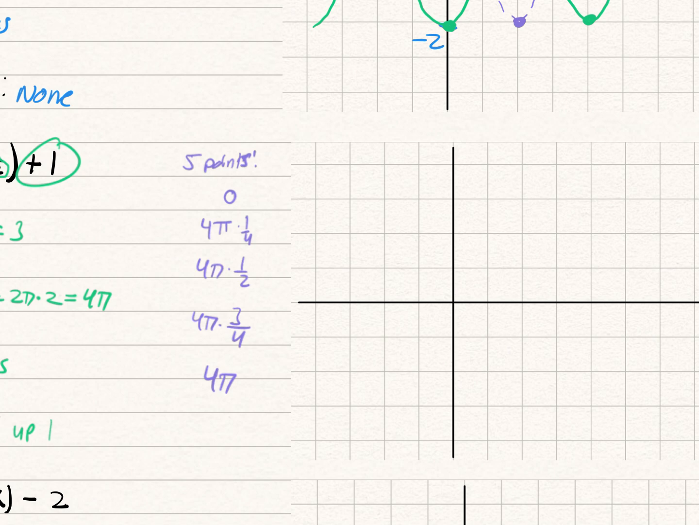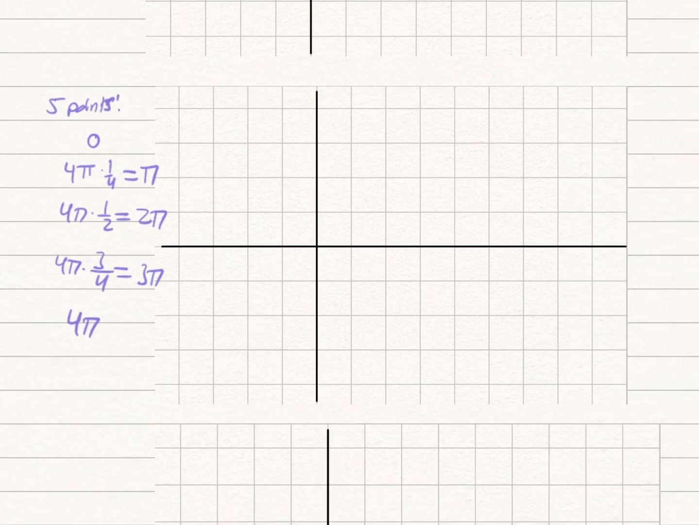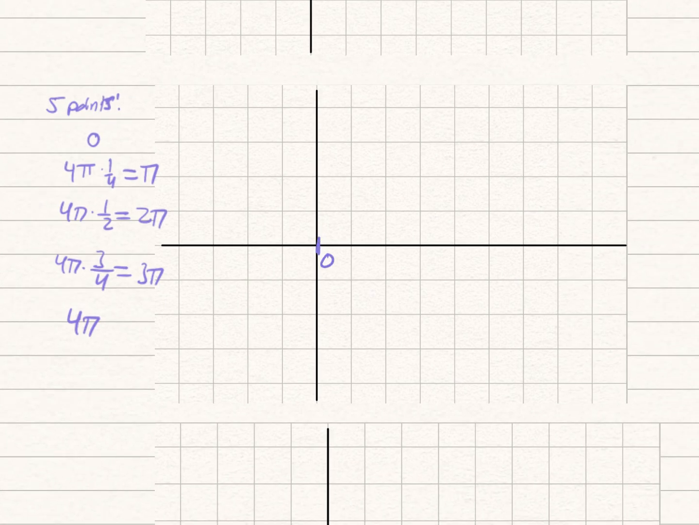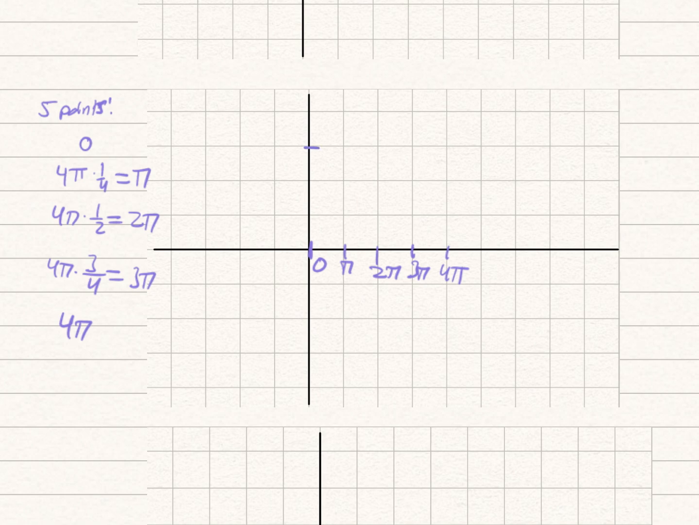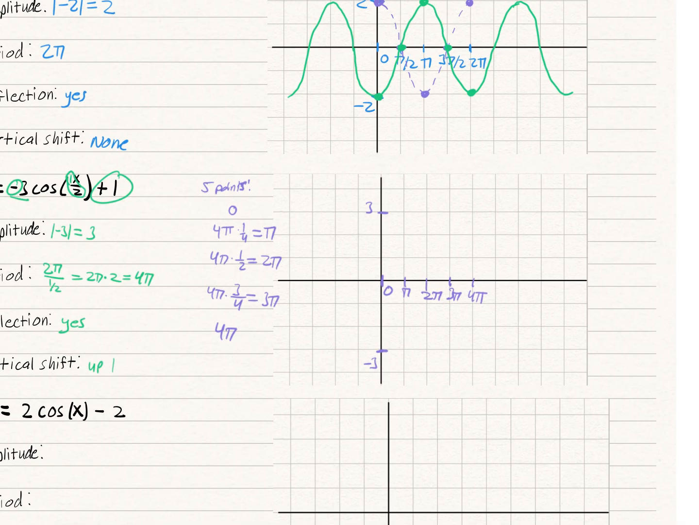All right, 4 pi times a quarter is just pi, 4 pi times a half is 2 pi, 4 pi times 3/4 is 3 pi. All right, so I'm going to label these on this graph. All right, so we have 0, pi, 2 pi, 3 pi, and 4 pi. All right, our amplitude we said was 3, so I'm going to mark a 3 on the top, 3 on the -3 on the bottom. All right, and then we can graph our cosine function.